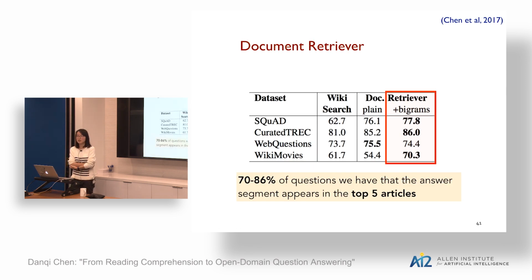So first, we are trying to examine how good the retrieval is. We built a document retrieval module that's basically TF-IDF plus bigram hashing. It's a pretty standard information retrieval module. And we've found that this module actually works pretty well. For 70 to 86% of the questions, the answer segments appear in the top 5 articles, which works much better than the default Wikipedia search.